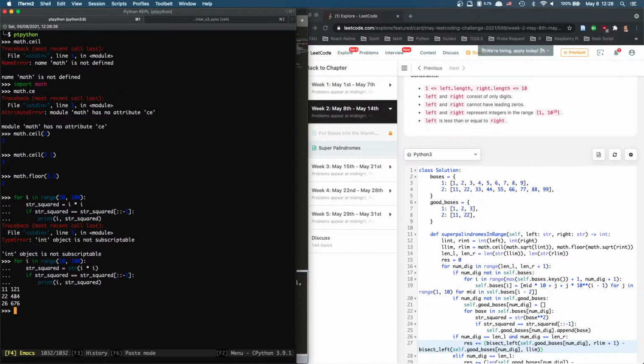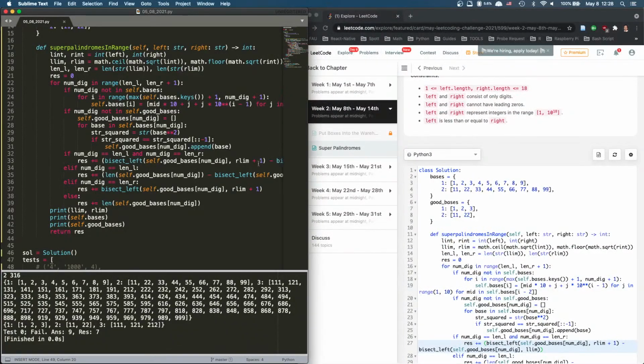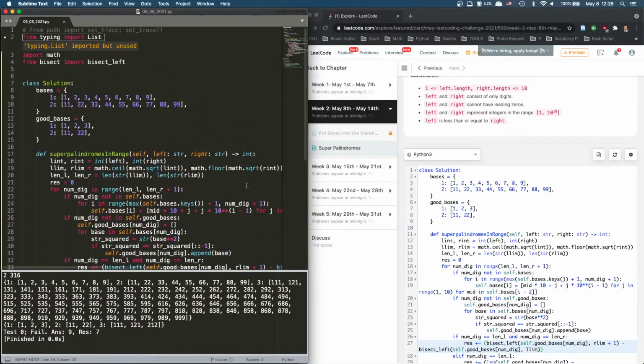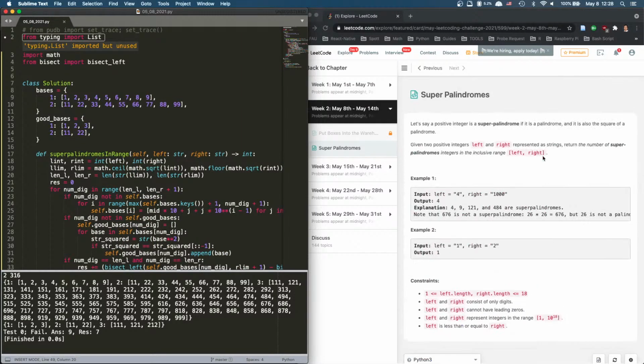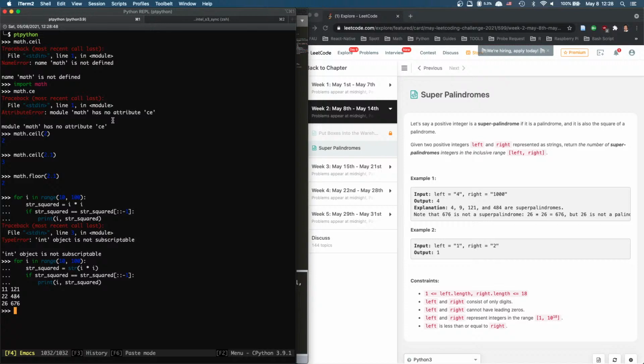26. You missed 26? How? Oh wait, no, the base has to be a palindrome as well. Yeah, the base has to be a palindrome as well. So we didn't miss. Yeah, 26. No, we didn't miss. And now let's do the 3 digits.